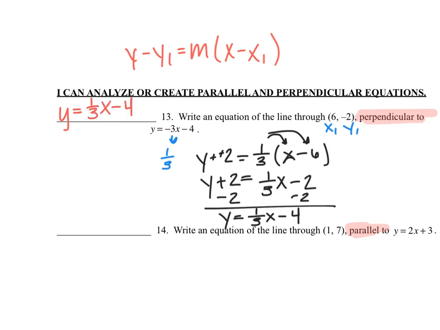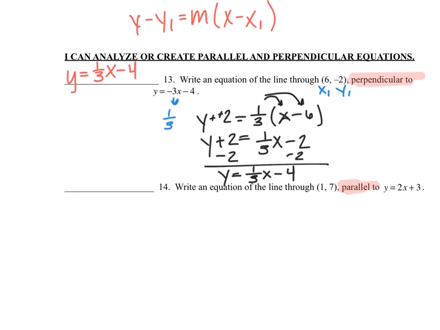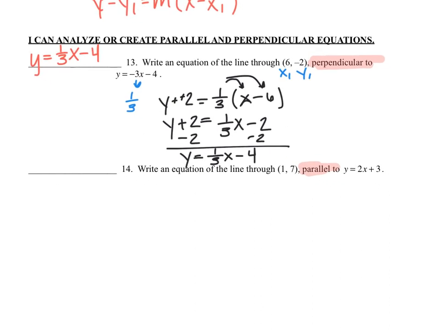Okay, remember, for these, it's really important to look, is it parallel or perpendicular? Define your slope and then use point slope to solve. Okay, parallel means that we're going to use the same slope that's already there. So this is my x1, y1, and this is my slope.